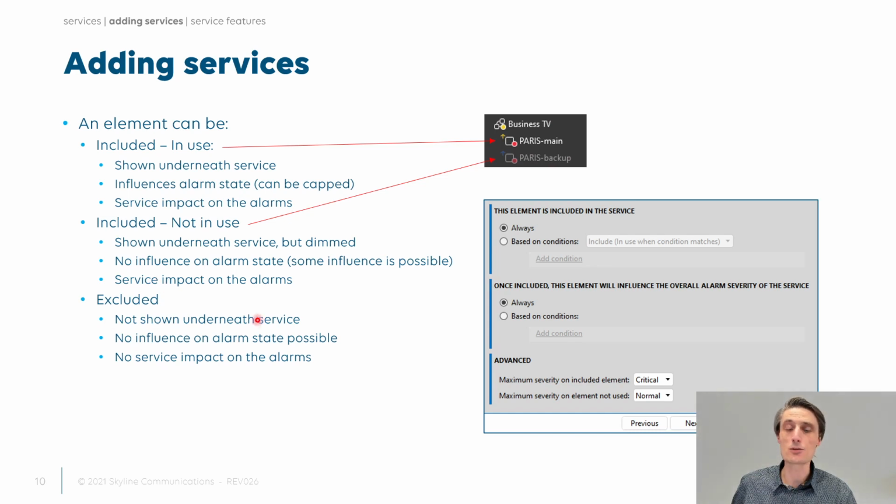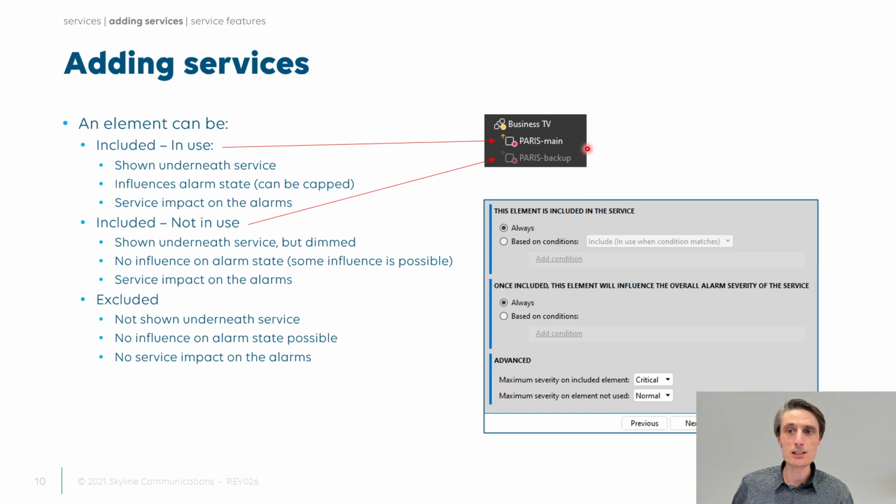If it's excluded, it won't be shown underneath the service, so you won't see it here, and it won't have any impact on the service color coding, the alarm color, and it won't have any service impact on the alarms those elements are generating. So excluding is completely excluding, and that's defined in this first condition here, whether it is included or excluded. So both the main and the backup are just included. We didn't use any exclusion here, but maybe the Brussels will be excluded and it is not being shown here at the moment. I'll show you in a demo as well.